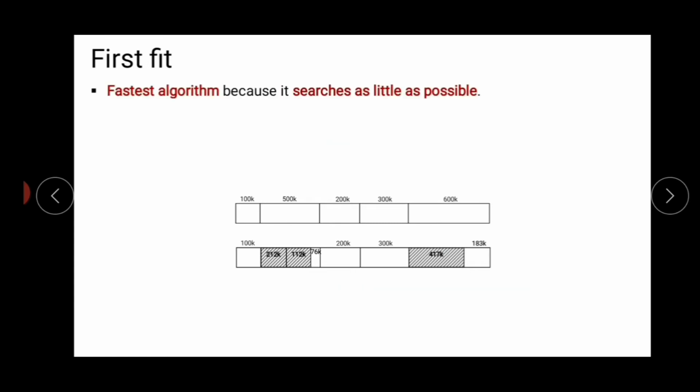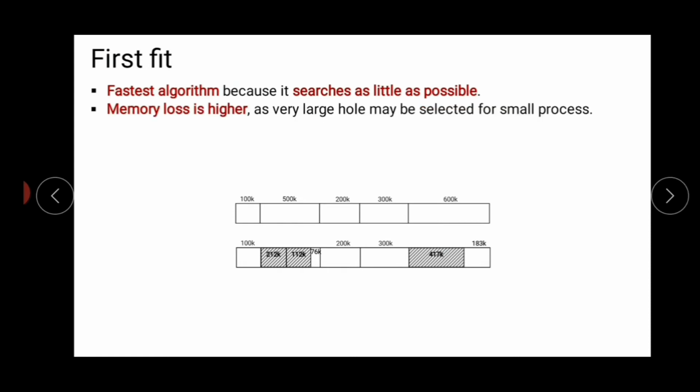So this is the fastest algorithm because it searches as little as possible. Yes, because search will be beginning from the starting point. Here memory loss is higher as a very large hole may be selected for a small process. Yes, that can happen. Suppose there is a large block at the beginning and some small process comes, and then that particular block will be allocated, then the rest of the memory will be wasted.